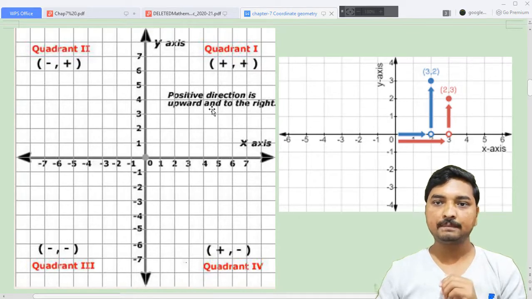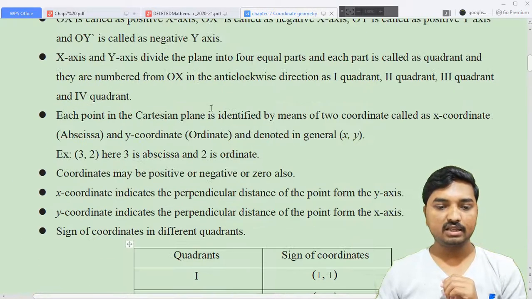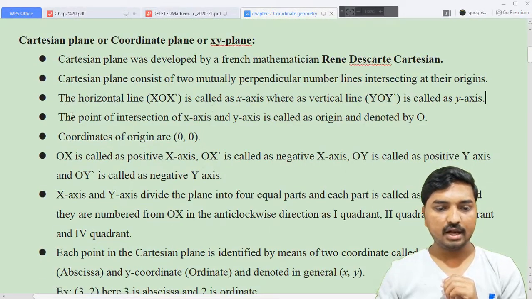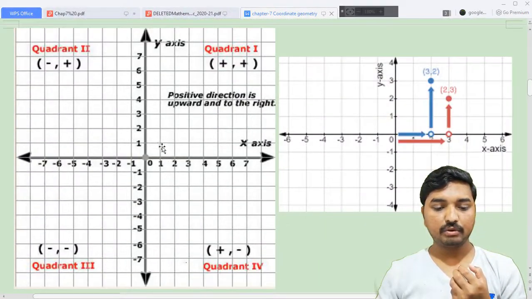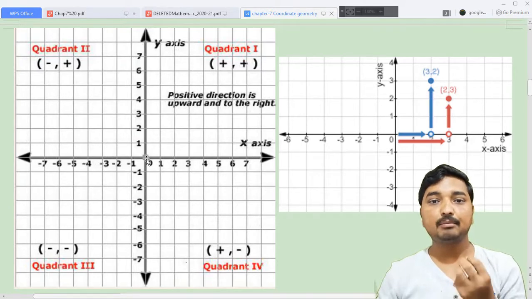Remember, the horizontal line is the x-axis, so the vertical line is called what? The y-axis. And the next point is that the point of intersection of the x-axis and y-axis is called the origin, and it is denoted by the capital letter O. Now look here, the point of intersection of both axes. This is called the origin, and it is denoted by the capital letter O.